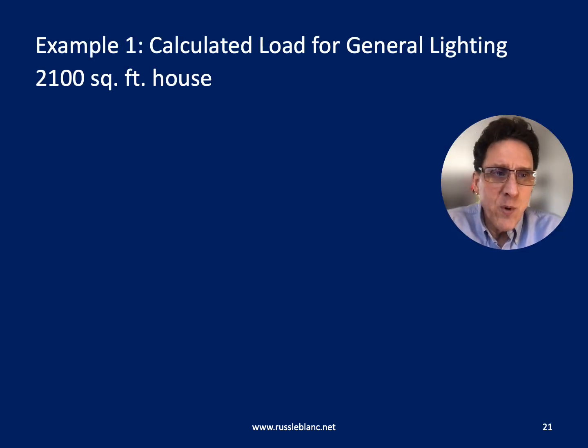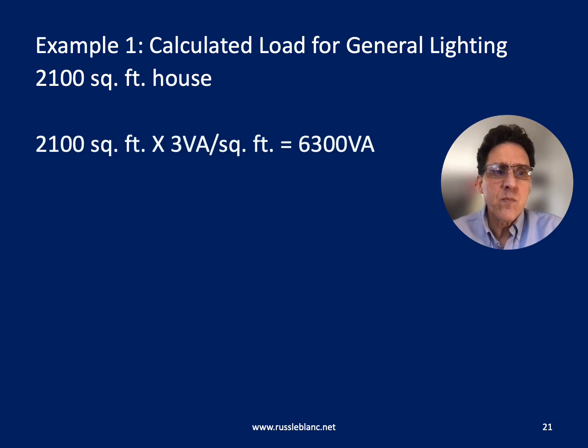Okay, for example one, we're going to be looking at the calculated load just for general lighting for a 2,100 square foot house. It's 2,100 square feet, and so we multiply that by the unit load, right? 3 volt amps per square foot. That gets us to 6,300 volt amps. And again, that is the number you would use to calculate how many branch circuits you need. But we are going to do feeder or service calculations, so now we can apply the demands from table 220.45.